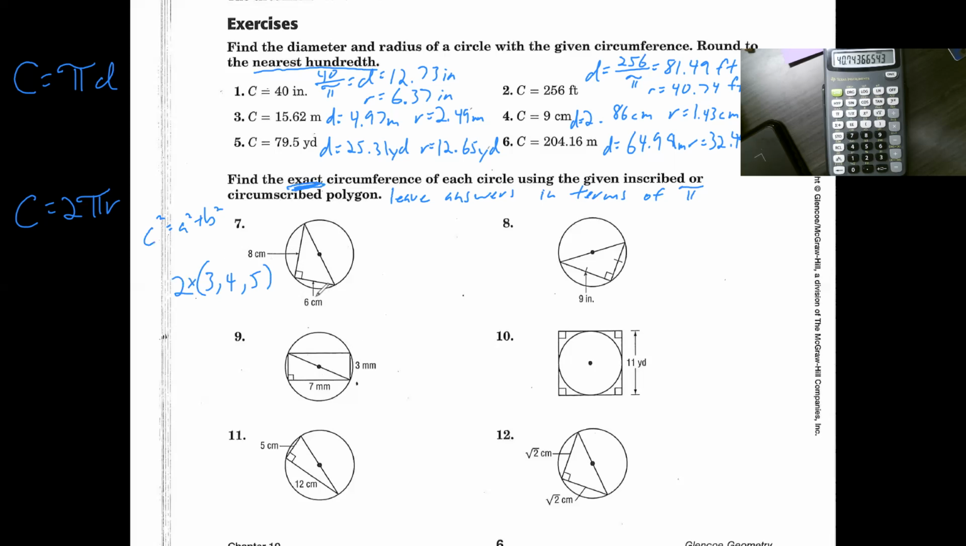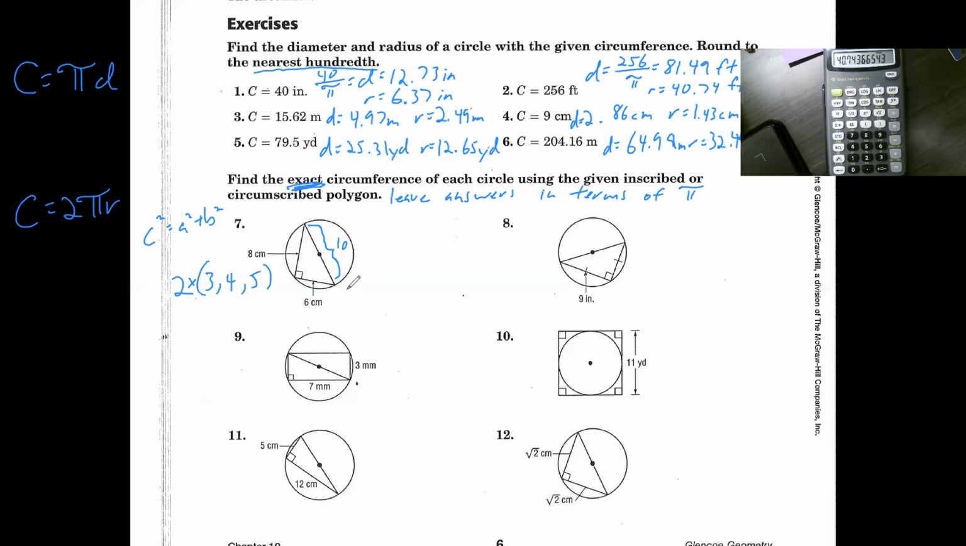So 6 is 3 times 2. 8 was 4 times 2. So this missing side here has to be 10, because that's 5 times 2. So again, this is where, if you know those triples, I said that we're going to see a lot of problems in future sections where we're able to use those triples to find missing pieces faster. This is an example of that.